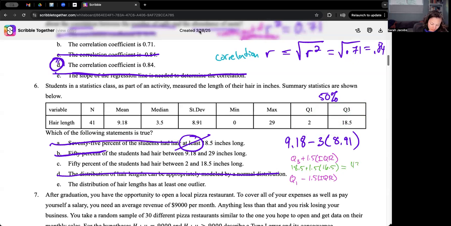That's 43.25. Our maximum is 29, which is way below this, so we don't have any high outliers. Let's do the same thing for our low outliers. We have 2 minus 1.5 times 16.5. Again, that's going to lead us into negative hair lengths, which is not reasonable. So there aren't any low outliers. More importantly, our minimum is 0. This is going to be negative for sure. That's below 0. So we don't have anything less than 0. Okay, onward.